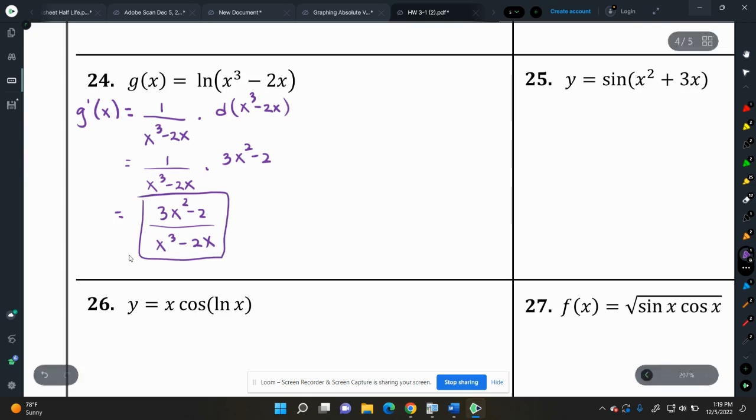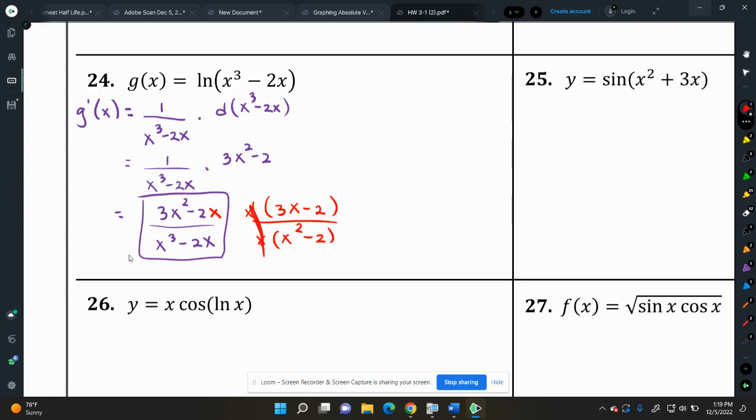Now, when you have problems like this, if something reduces, you should reduce it. For instance, let's just pretend that there was an x here. If that happens, we should factor it out and reduce. Okay, so you should do that. In this particular case, we can't, but I just want you to be aware that you should reduce it if possible. Okay. We're good.